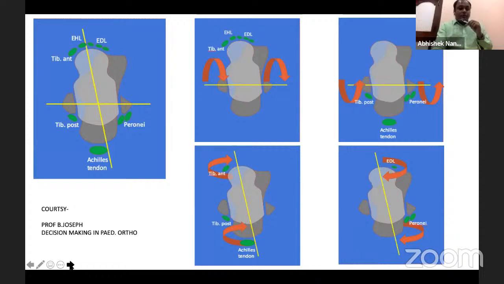This picture was taken from Professor Benjamin's article, where we are seeing the axis of the subtalar joint and the ankle. We are seeing the EHL, EDL, and the tibialis anterior. They are all dorsiflexors. We are seeing the tibialis posterior, peronei, and Achilles, which are all plantarflexors. In the subtalar joint, the tibialis anterior and tibialis posterior are the inverters, and the peronei and EDL are the everters. So if there is an overactive tibialis anterior, it generally causes a dynamic supination deformity.